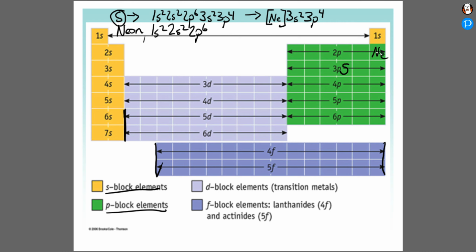So if we look at the periodic table, here's neon, right? So what we're saying is neon's electron configuration, and then we pick it up from neon, so it would go 3s2 and then 3p, 1, 2, 3, 4. Let's try another example of doing that.